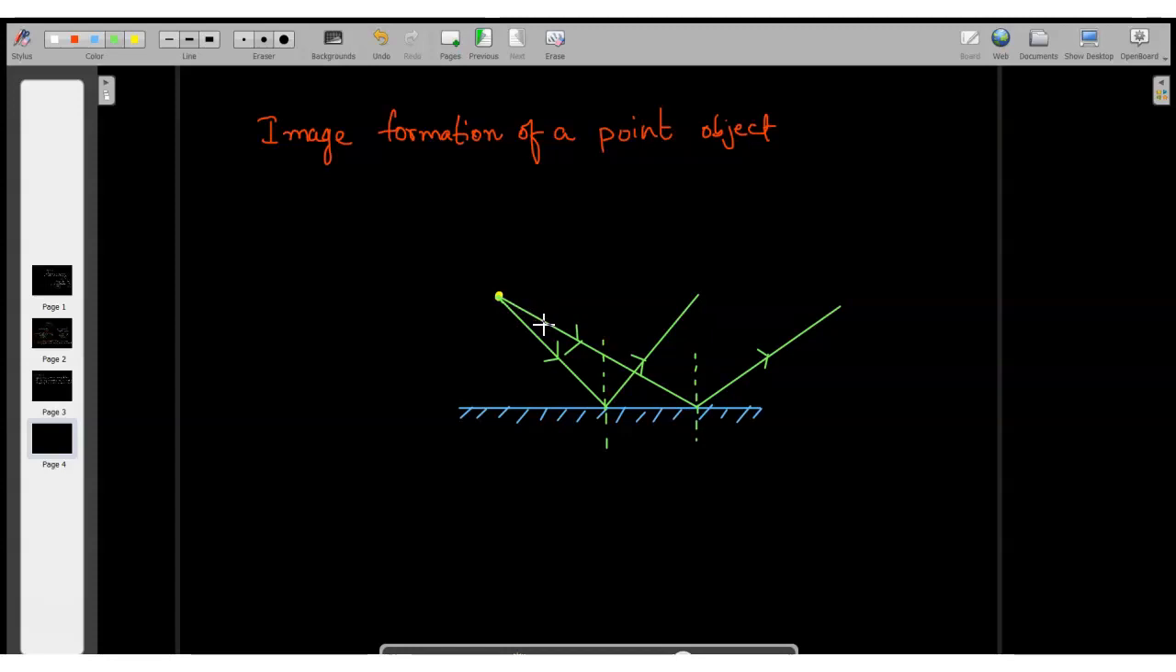Now, these two are the incident rays, as you can see, this one and this one. And these two are the reflected rays. Can you see the two reflected rays? Are they going to meet anywhere? No, they are not going to meet anywhere. So what are we going to do? We will produce them backwards. So let us produce them backwards.